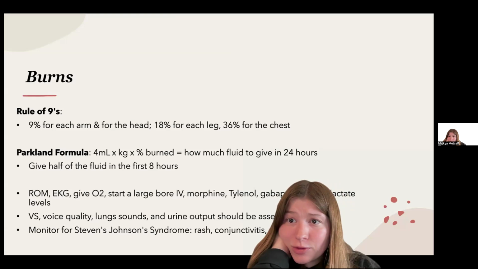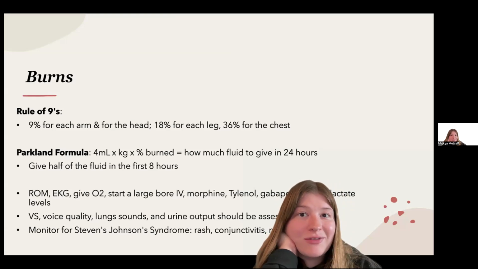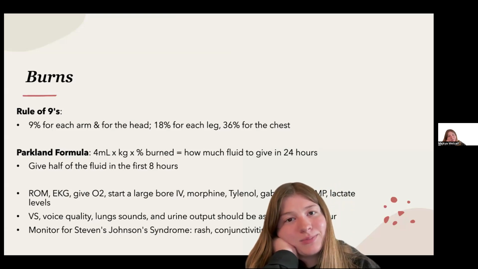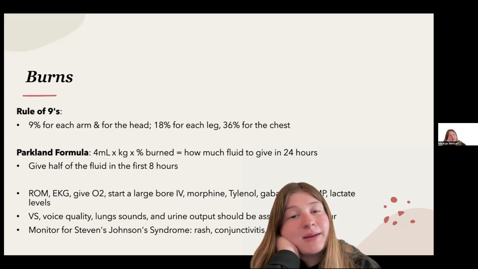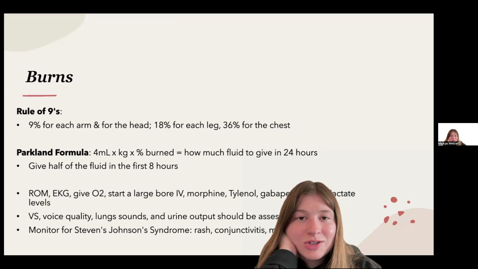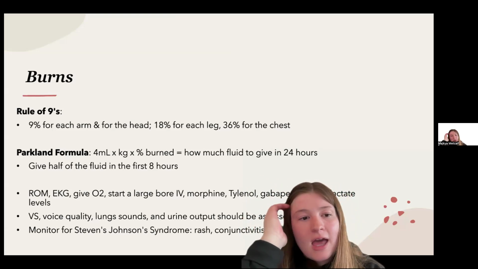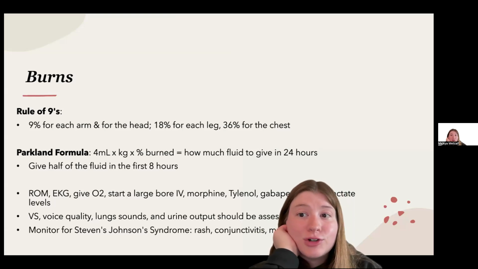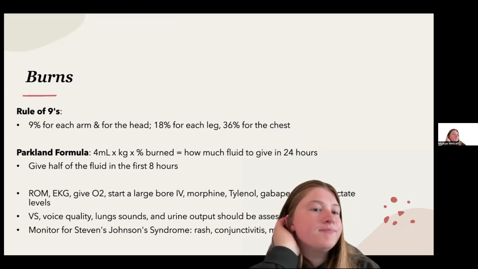When trying to figure out how much fluids we should use for patients who have experienced burns, we're going to be using Parkland's formula. And for Parkland's formula, we're going to take 4 milliliters times the patient's body weight in kilograms times the percent surface area of the body that has been burnt. And when we do that math, it'll give us the amount of fluids that we should be giving to our patient within 24 hours. When we get that number, we're going to take it and divide it by 2, and then that is the amount of fluid that we are going to give in the first 8 hours. We will give the remaining half of the fluids in the last bit of the 24 hours.